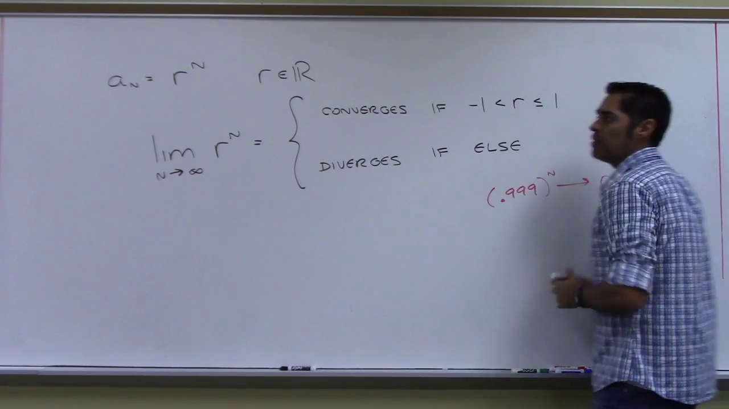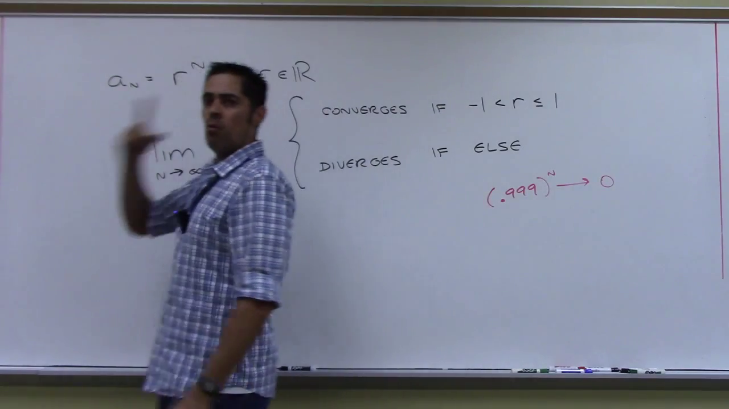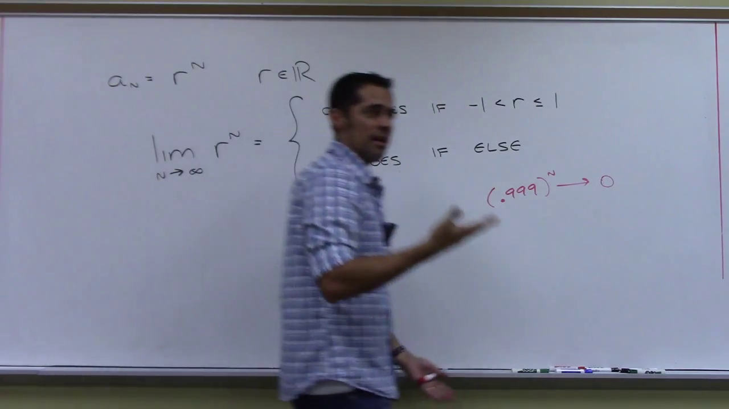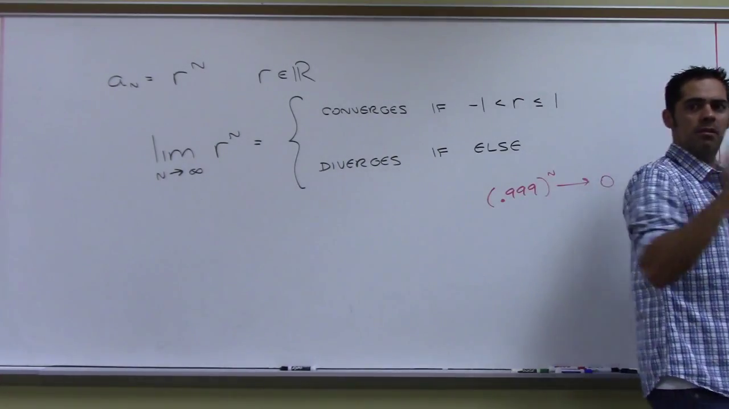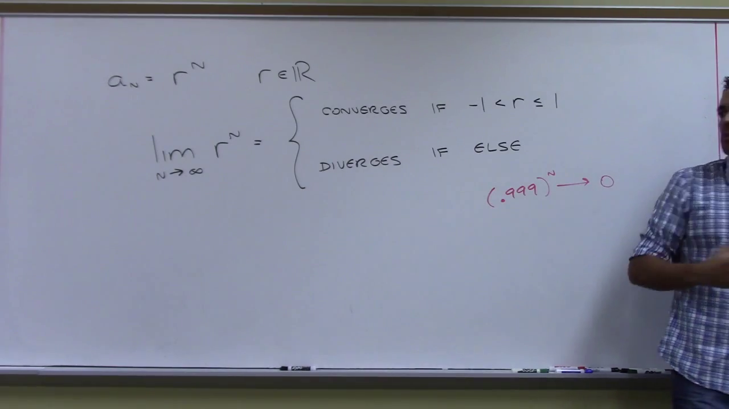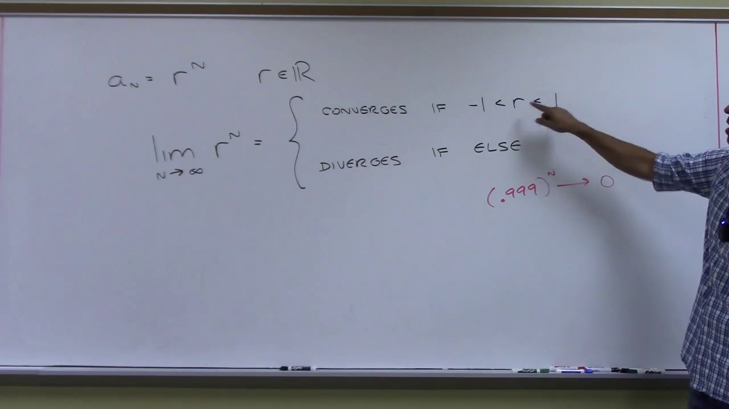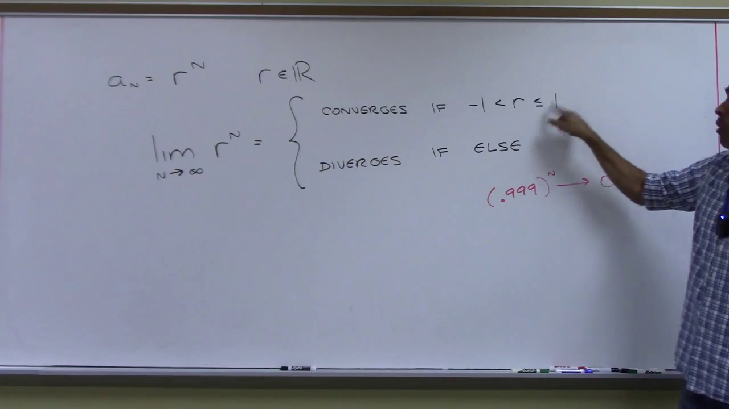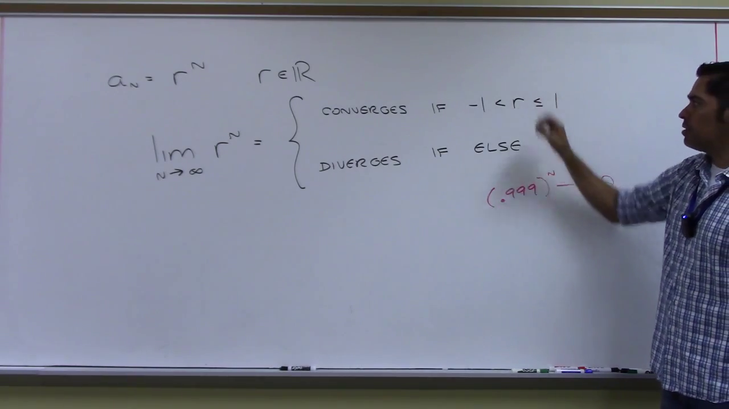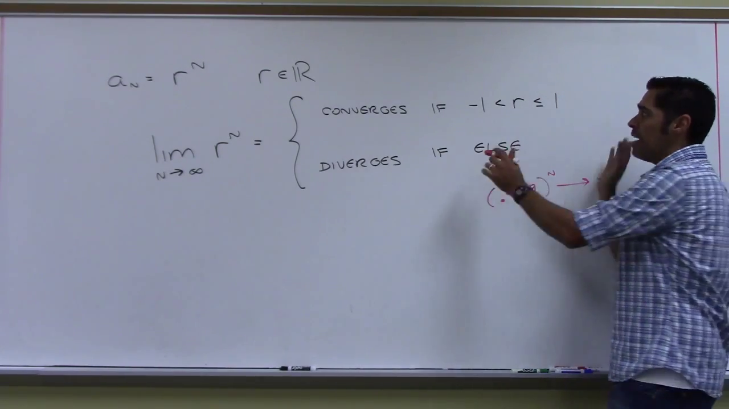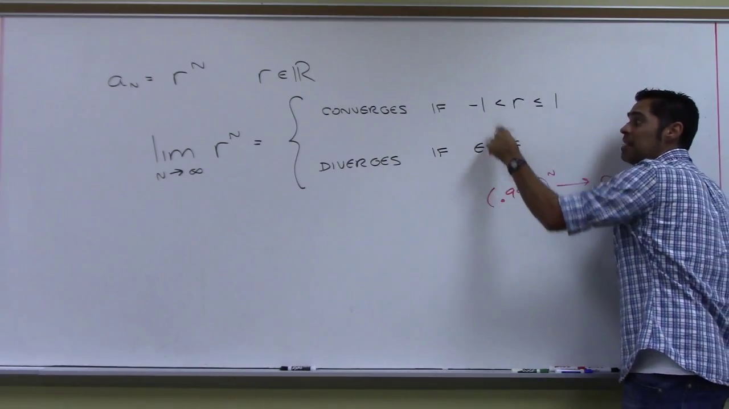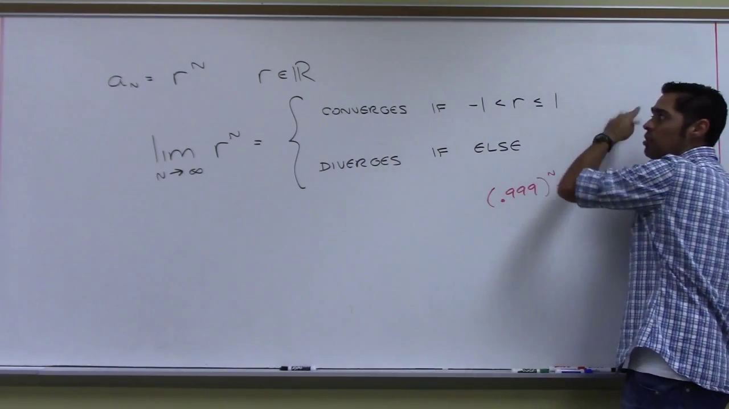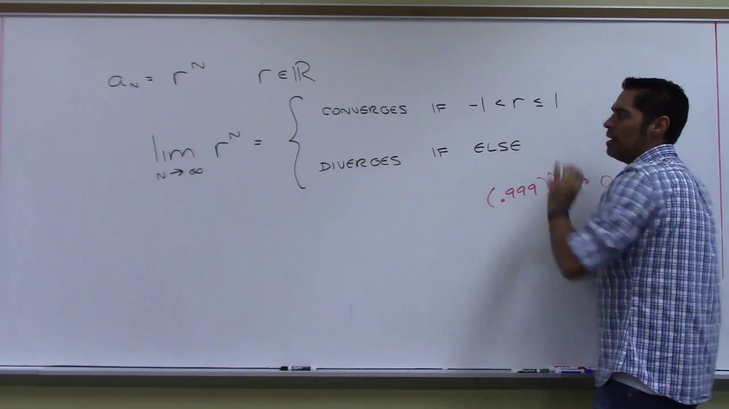What if r is 1? What's 1 raised to any power? 1. So it would just be 1, 1, 1, 1, 1. Does that converge? What does it converge to? 1, right? So in the case that r is less than 1 or equal to 1, it's going to converge. Any other case, if r is outside of this, so if r is -1 or -2 or 2 or 5 or pi, it doesn't matter, it will diverge.